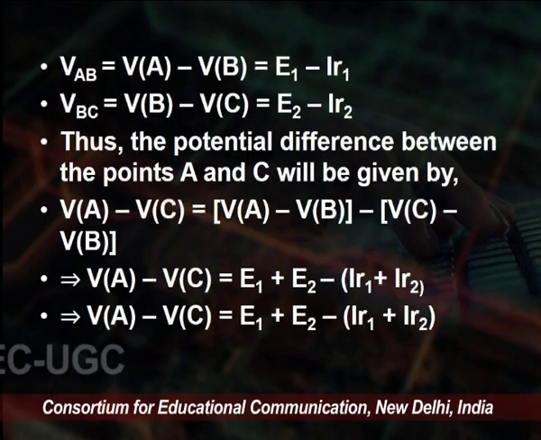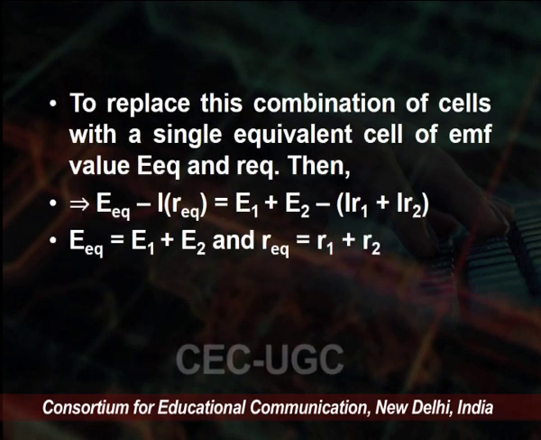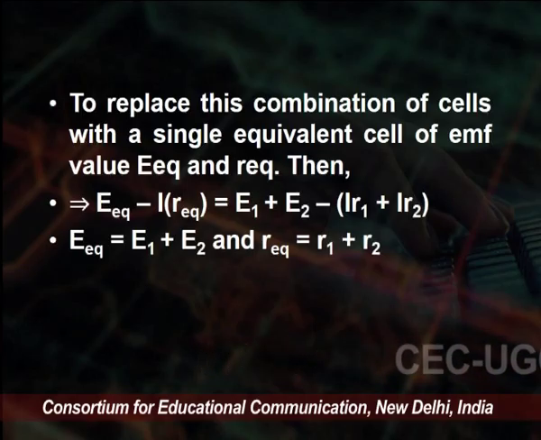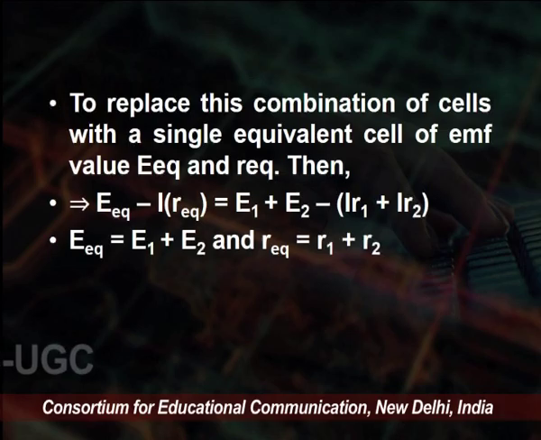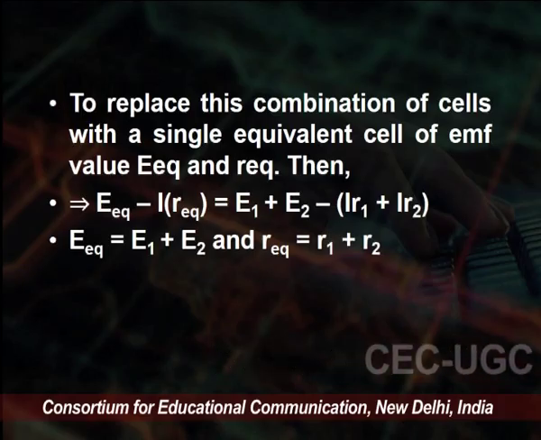Similarly, the same equation is written again. To replace the combination of cells with a single equivalent cell or EMF value, the equation will be E equivalent. This represents the single equivalent.